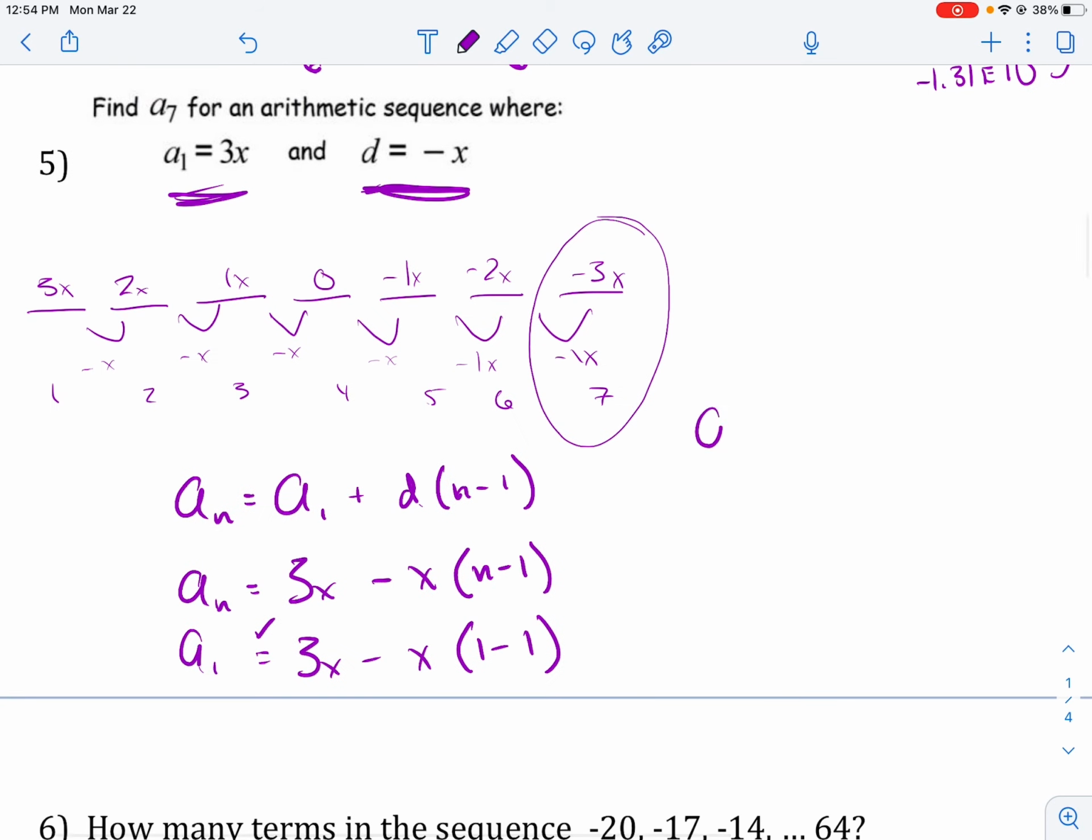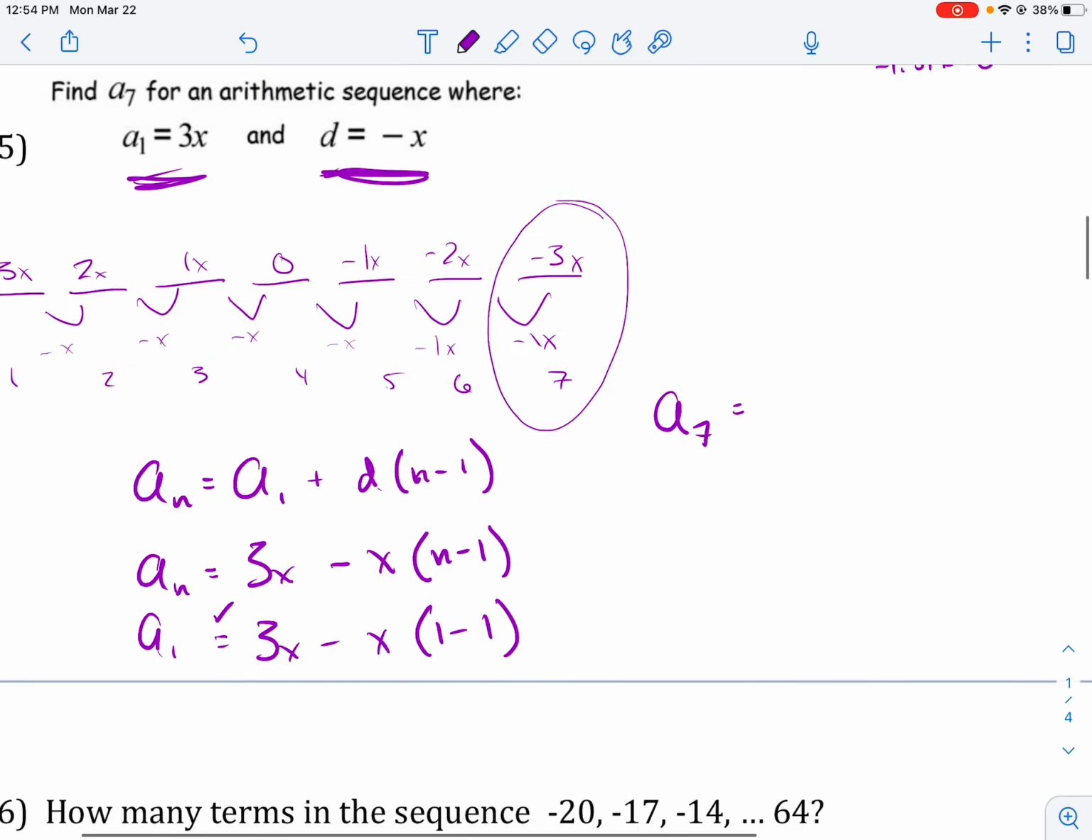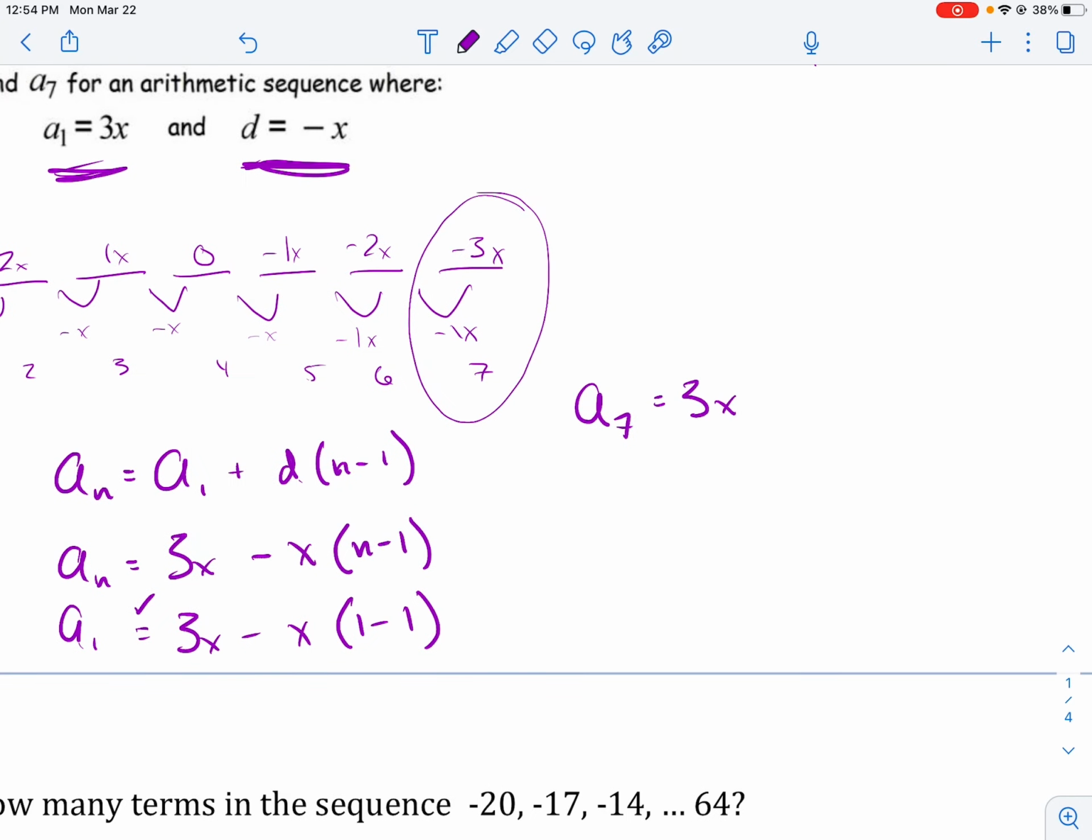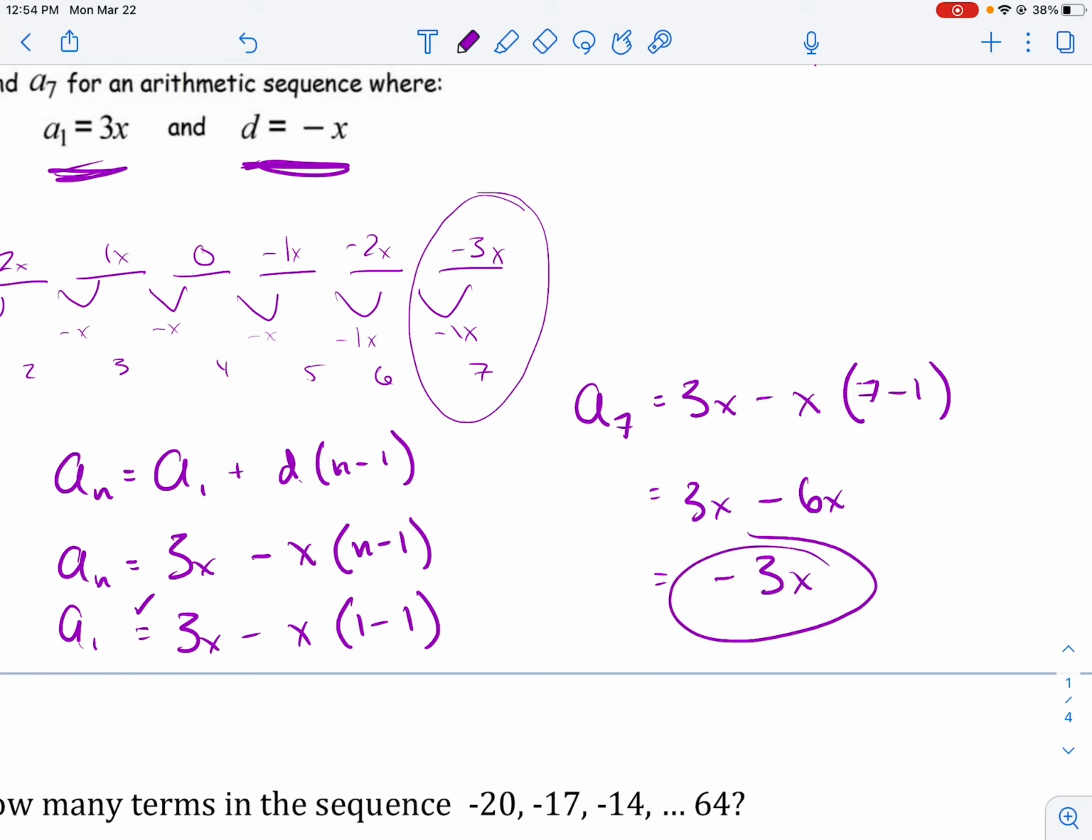So now what we have to do is substitute a 7 in there. So we're going to get 3x minus x raised to the 7 minus 1, which is going to be 6. So we're getting 3x minus 6x, which is equal to a negative 3x.